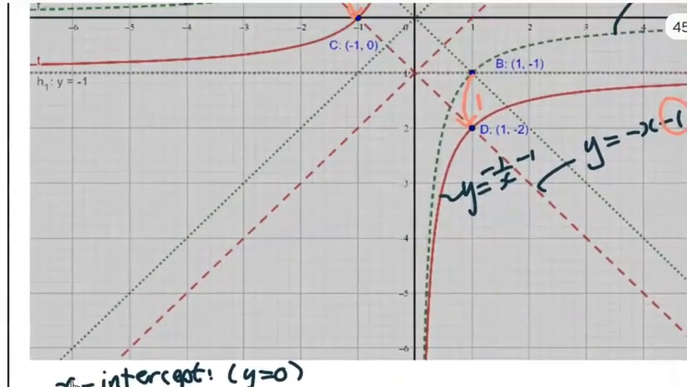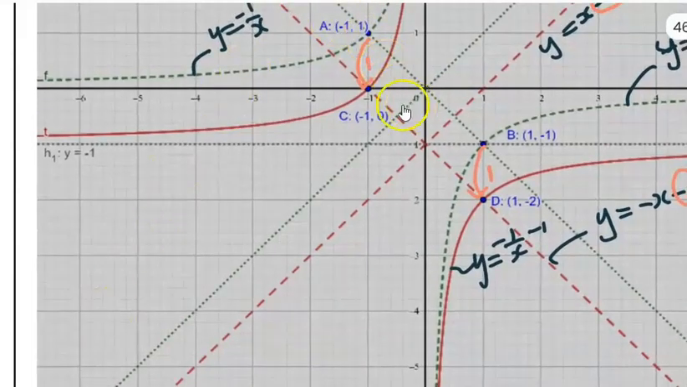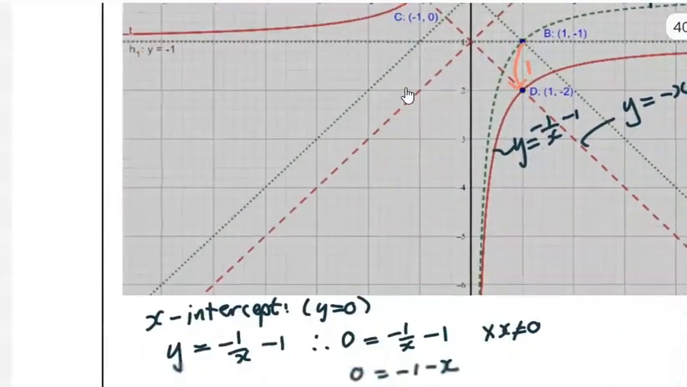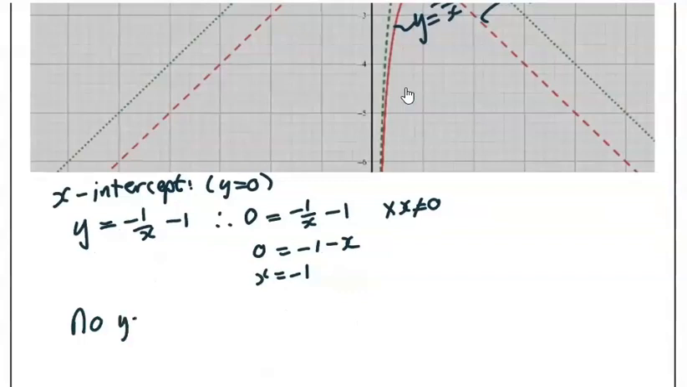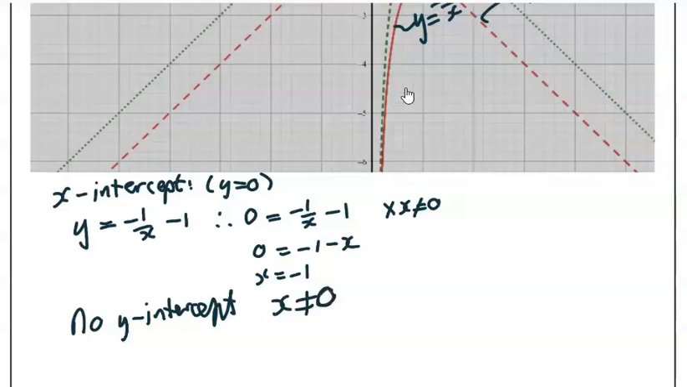When we drew the graph, we saw that we have x equal to minus 1 for the x-intercept. Then the y-intercept, no y-intercept, because x is unequal to 0. And you can only get a y-intercept when x is equal to 0.